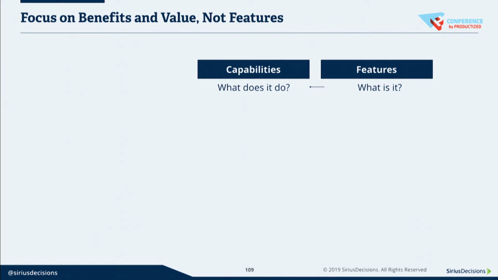But the capability is, well, what does that do? What does that feature provide us? What does it allow the person to do? And the value is, well, what does that mean, right? Why do I care about it? What benefit do I get?